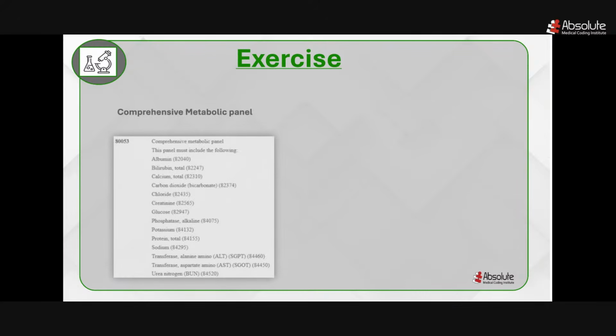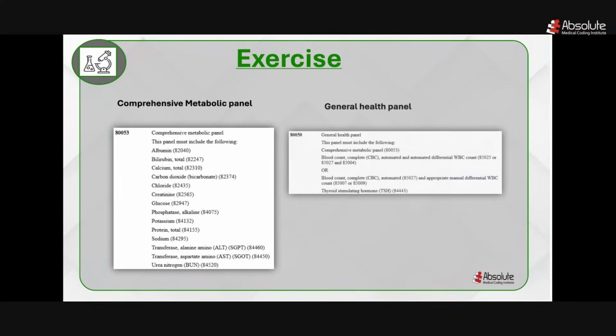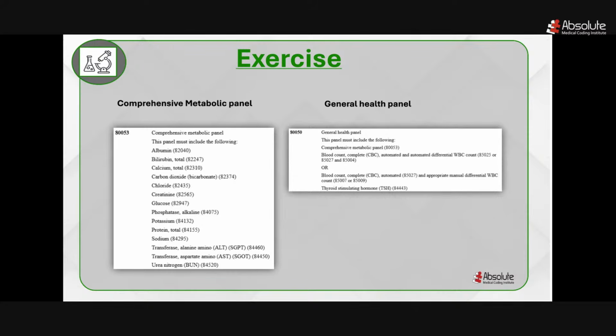All right. So now let's do a quick exercise, coders. Suppose you have both a comprehensive metabolic panel and a general health panel ordered for the same patient. Which one should you code? Let me know in the chat. Should you code for a comprehensive metabolic panel or a general health panel or both? What do you think?